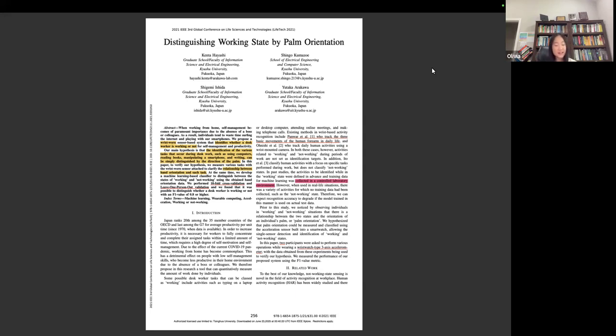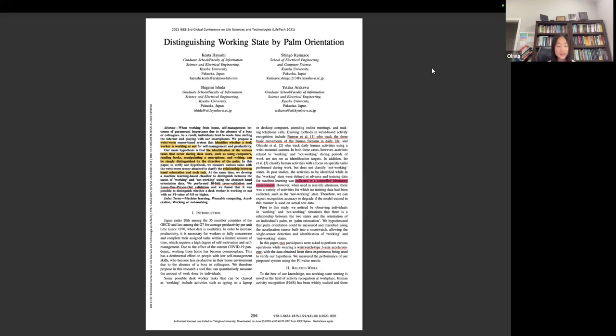So in total, there are 7 activities to classify in this experiment, 3 working and 4 not working activities. And those are typing, writing, attending online meetings, reading, using a smartphone, eating, and playing video games.